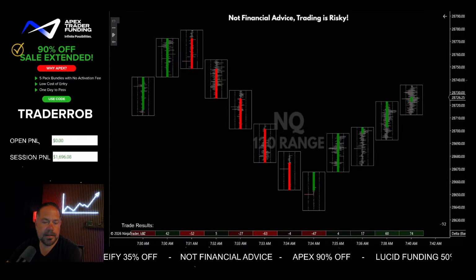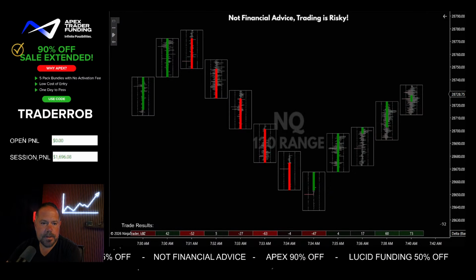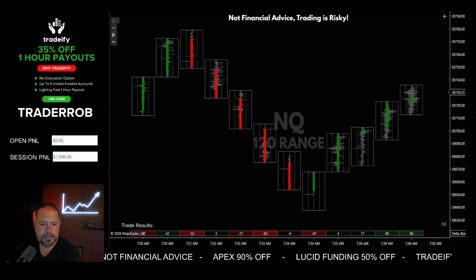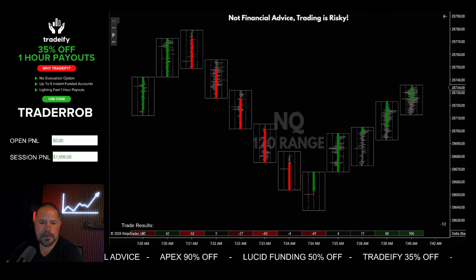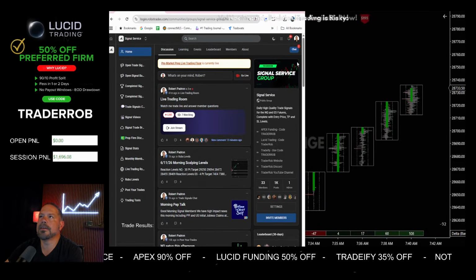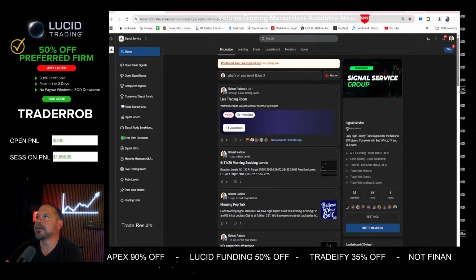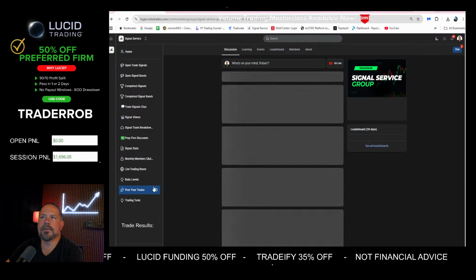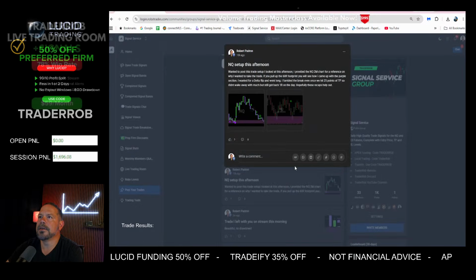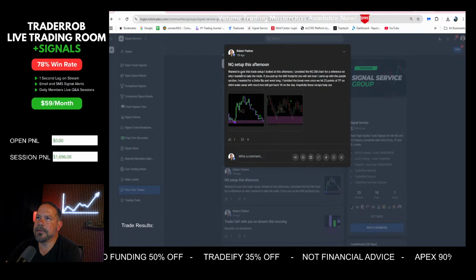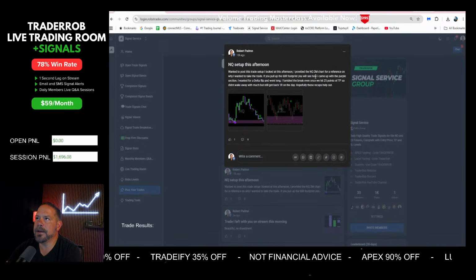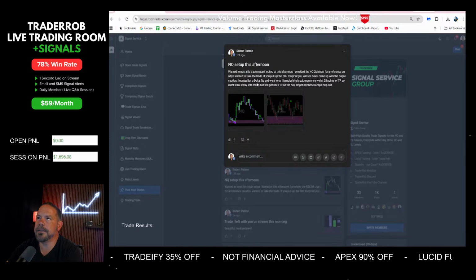Let's see if I can pull this up here. I showed this setup to my Signal members yesterday. Where was it at? Let's see, trades right here. So this is a setup, an NQ setup this afternoon. I wanted to post this trade setup I looked at this afternoon. I provide the NQ 2-minute chart for reference on why I wanted to take this trade.